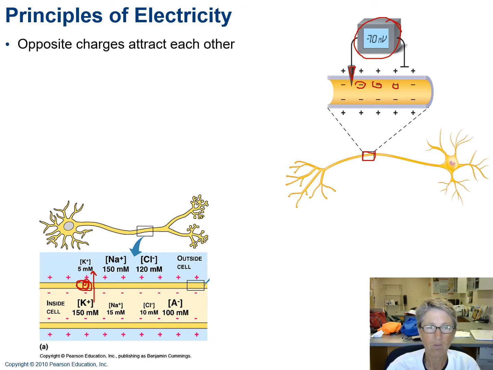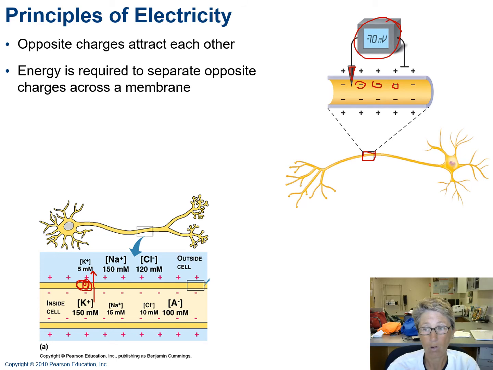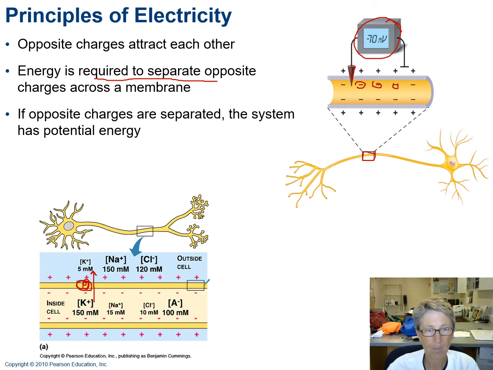So the principles of electricity, opposite charges attract each other. So if you are a positive sodium, you will be attracted to something that's negative, whether it's the inside of the cell or a chloride ion. If you're positive, you'll be attracted to something that's negative. And it says here, energy is required to separate opposite charges across a membrane. So the energy is in the form of ATP with our sodium potassium ATPase.